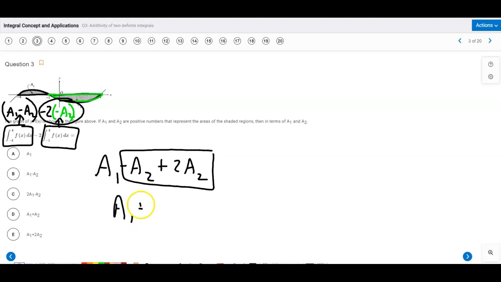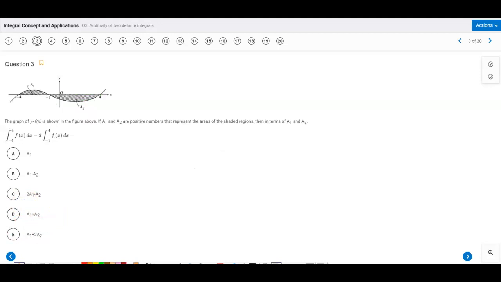Negative a squared plus 2a squared is positive a squared. And there's our answer there. So I would argue that our answer is option D there.